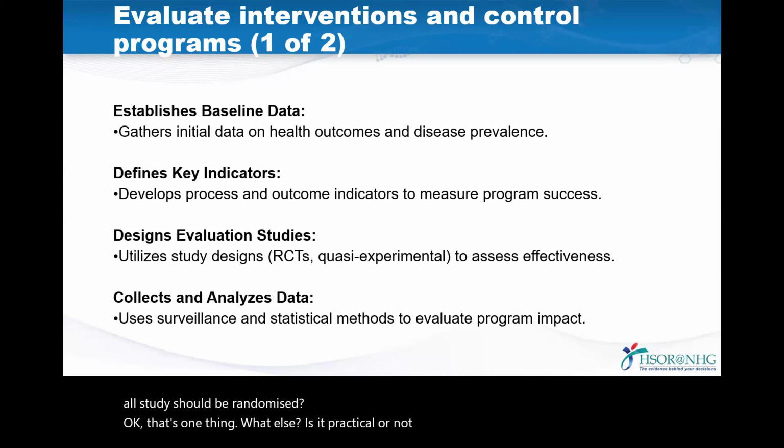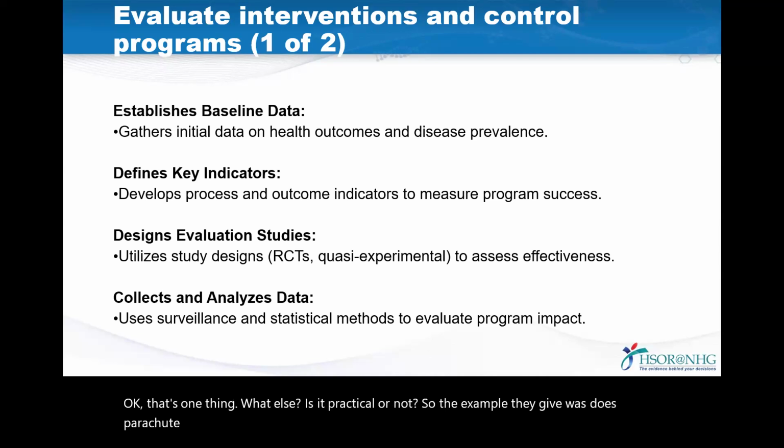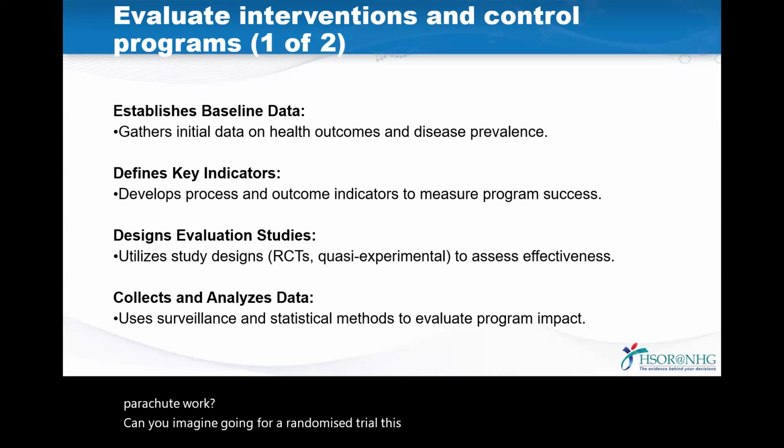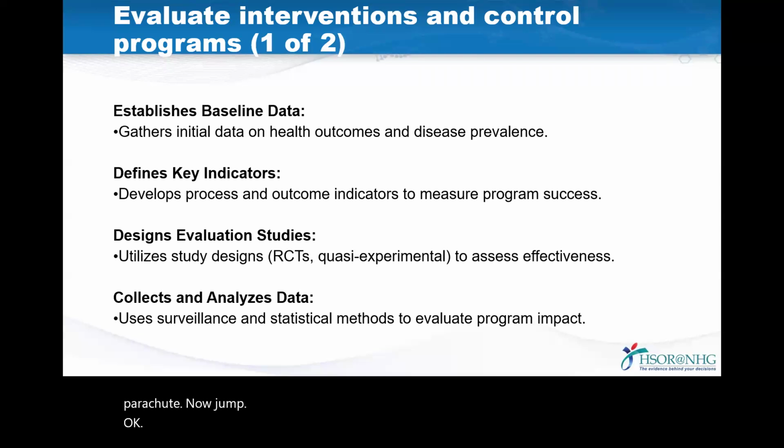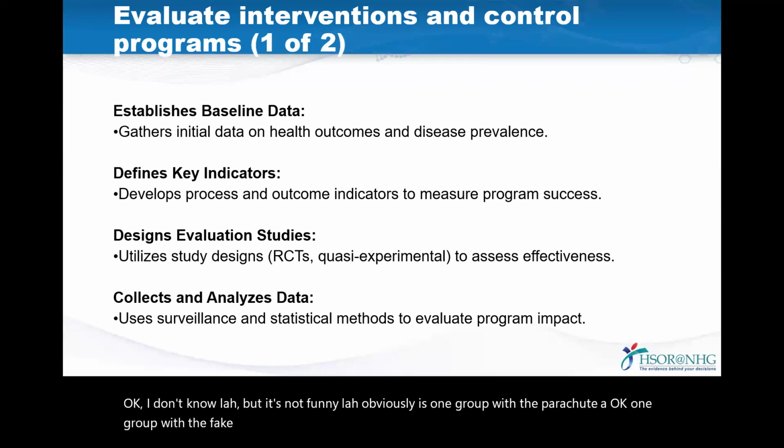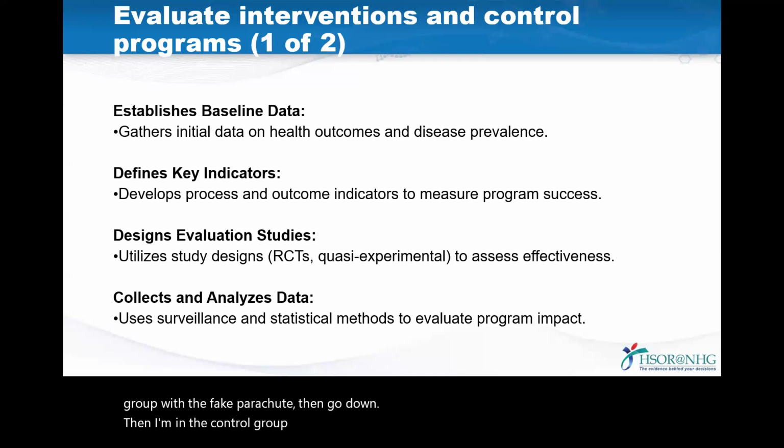The example they gave was, does a parachute work? Can you imagine going for a randomized trial? This group, I give you a parachute. This group, no parachute. Now jump. Okay? One guy jumps to his death. But it's not funny. Or worse, one group with the parachute, one group with a fake parachute. Then go down. Then I'm in the control group. Okay, so not everything can be randomized.